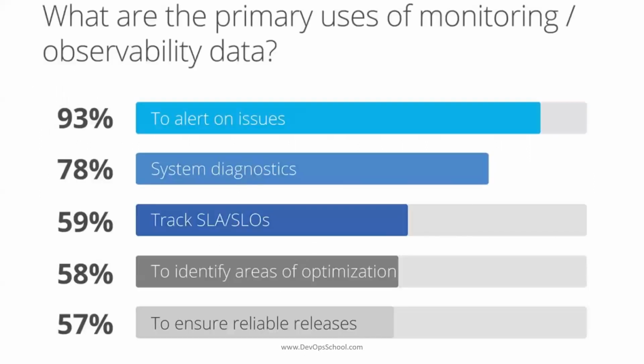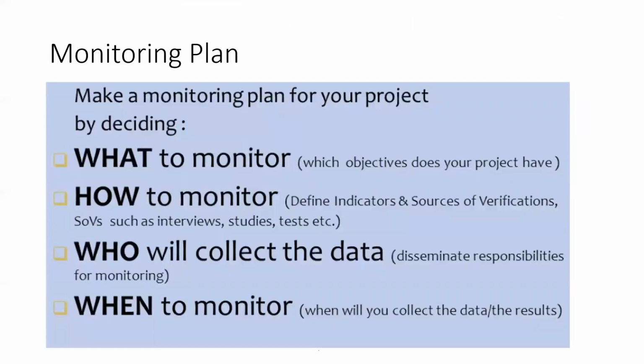These are some of the primary uses of monitoring and observability data. We want alerts, we want to diagnose the system, we want to have SLAs and SLOs in place if you are part of an SRE team, and reliable systems. While setting up the monitoring, you understand what to monitor, how to monitor, who will collect the data, and when to monitor. These are the things we usually do as part of setting up monitoring.